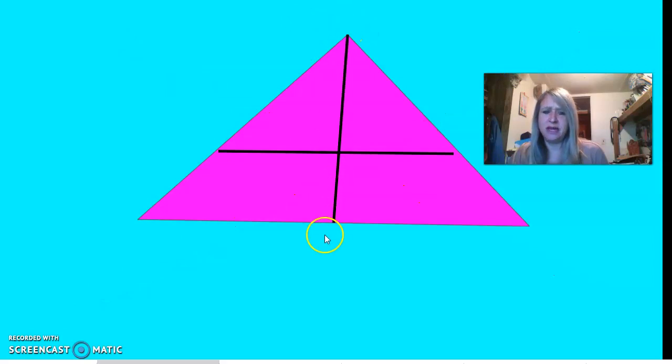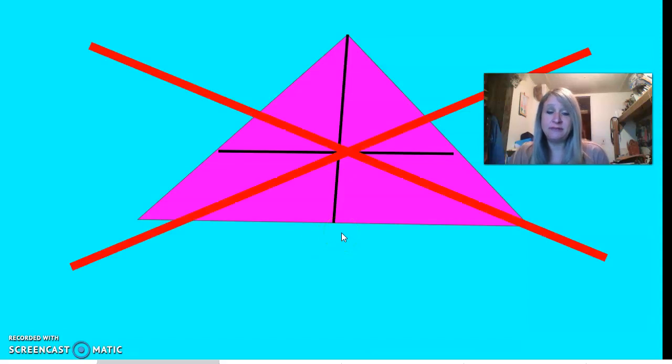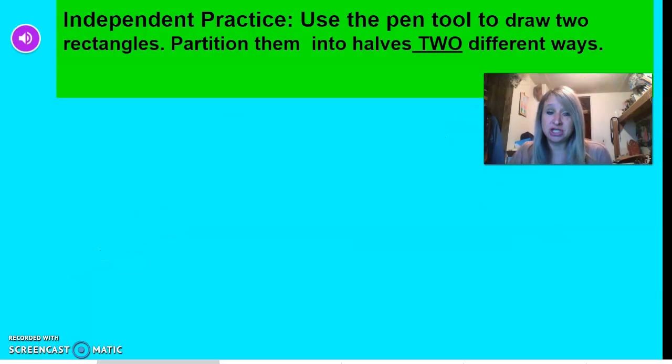Now, what about fourths? Can I partition it into fourths? I have 4 pieces. They're not the same size. These 2 are, and these 2 are, but all 4 of them are not. So that can't happen. There is not a way to partition this triangle into 4 equal pieces. So some shapes are just going to be that way. But most shapes you can partition in 2 different ways.